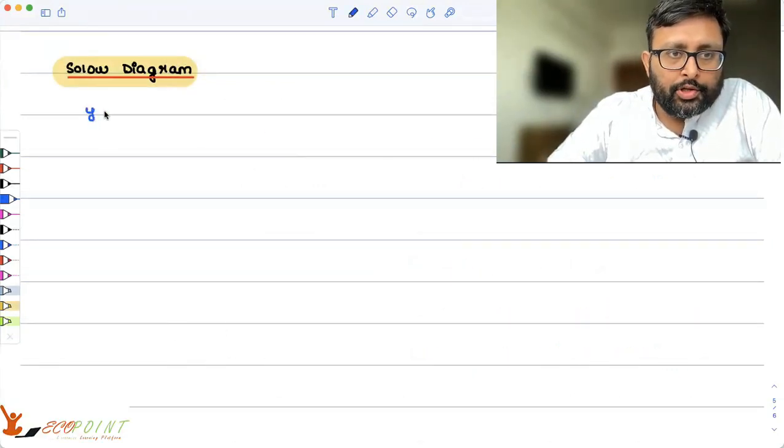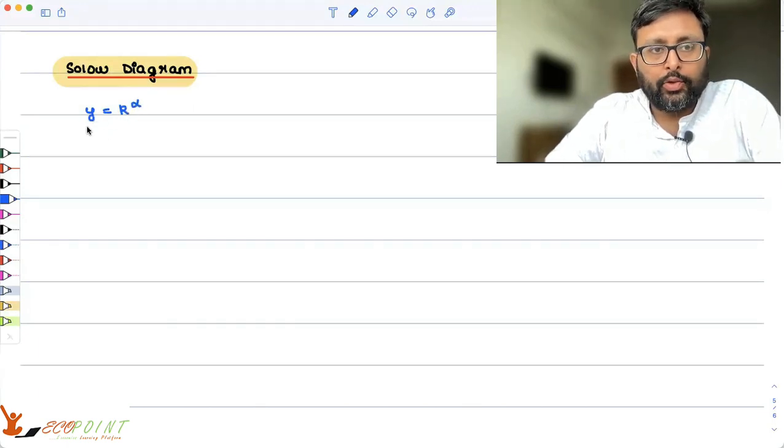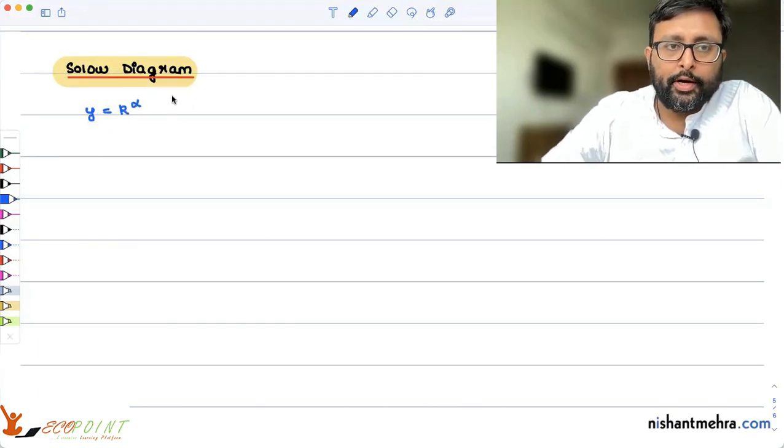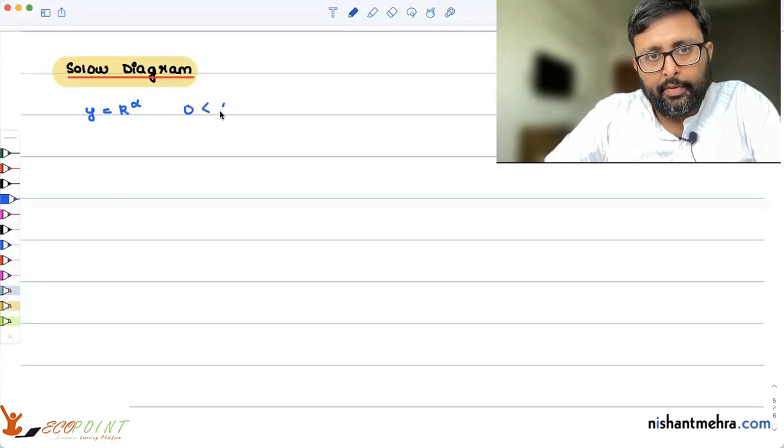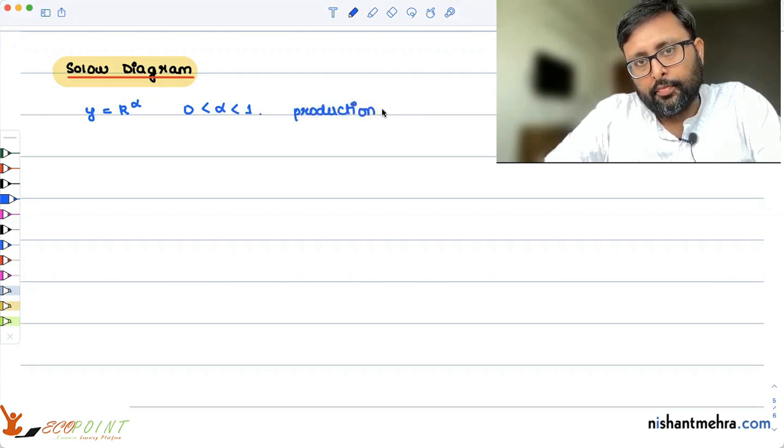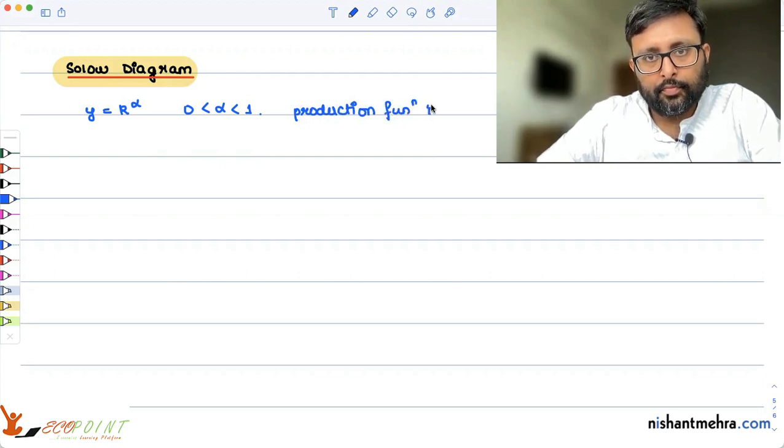We have two equations up until now. If you have seen the earlier recordings, one is small y equals small k to the power alpha, where alpha lies between 0 and 1. This is the production function in the intensive form.